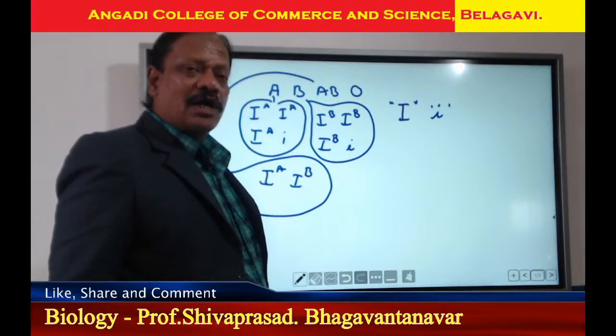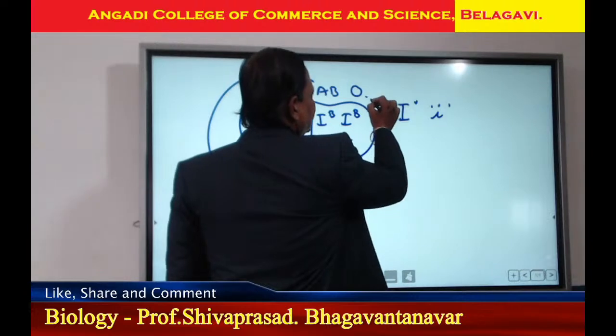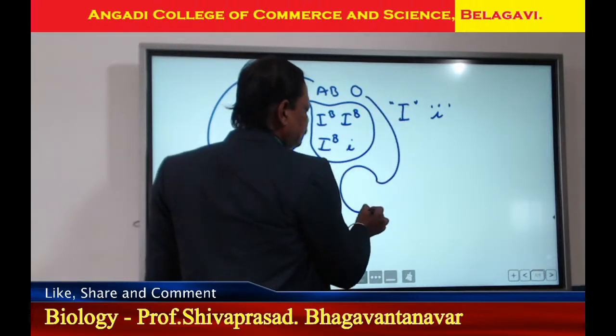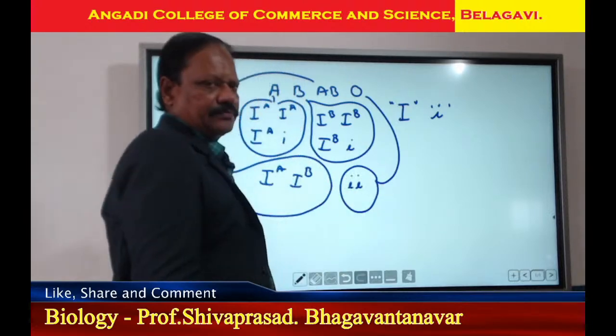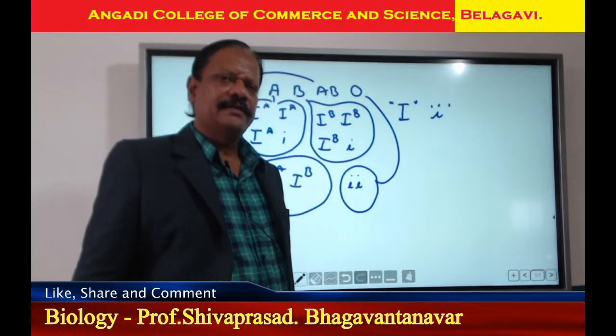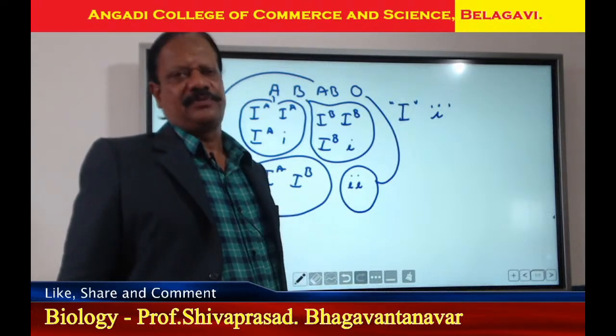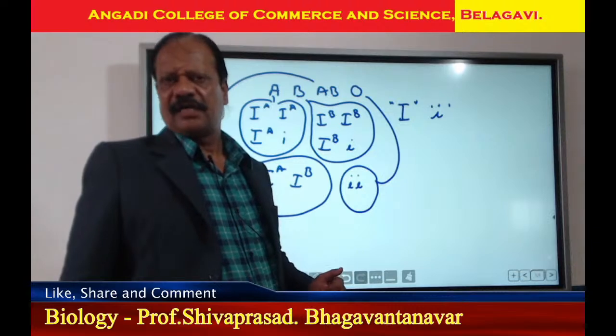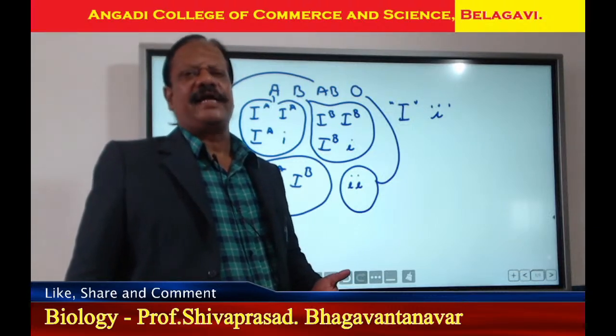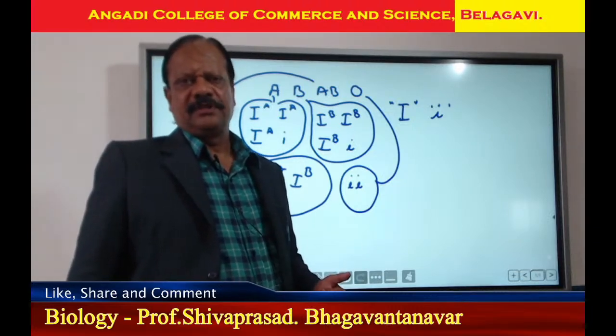Now when O comes, O is indicated by small i and small i. So in this way, the genes you people are observing, and depending on that, you are calculating the blood groups also. And how to calculate? Already I told you people.